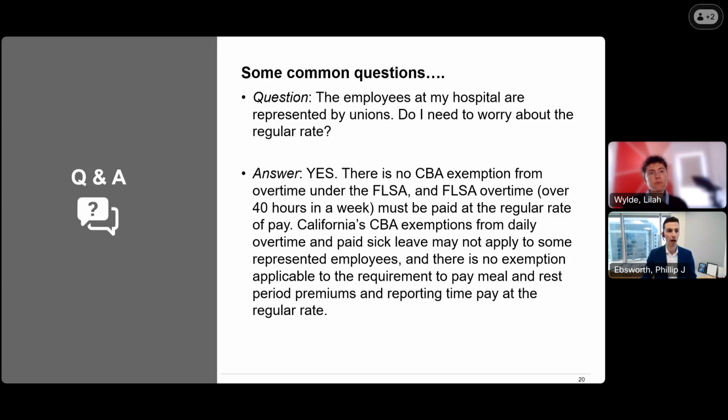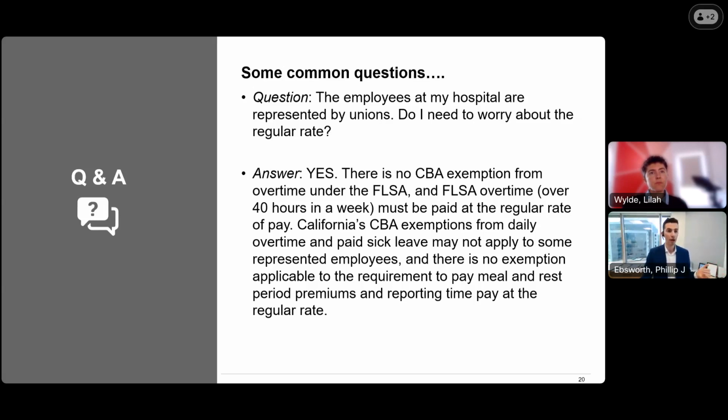One we get a lot in the healthcare industry is unionization. Employees, whether nurses or anybody else, are in a union. Do you still need to worry about the regular rate? Yes, absolutely. There is no CBA exemption from overtime under the FLSA. And whilst there are some CBA exemptions in California, they don't generally apply to paid sick leave, nor would they apply to meal and rest period premiums, which will still have to be paid at the regular rate.